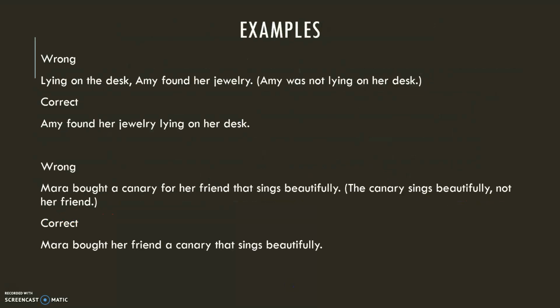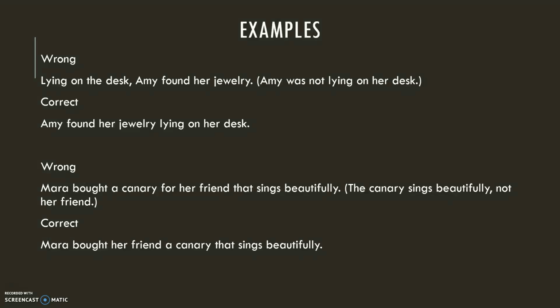Examples. This is wrong. Lying on the desk, Amy found her jewelry. This means that Amy was lying on the desk because that's the closest one. But Amy was not lying on her desk. Here's the correct way. Amy found her jewelry lying on the desk. Now it says the jewelry is lying on the desk, and that is correct.